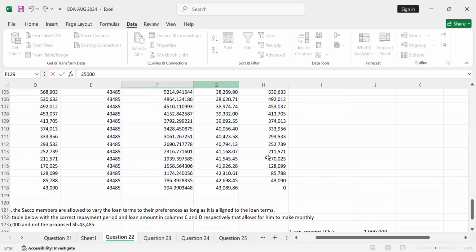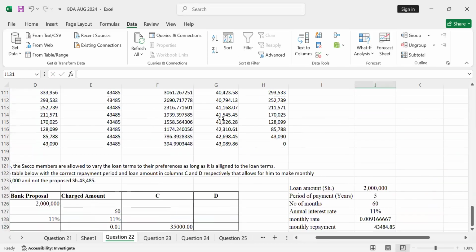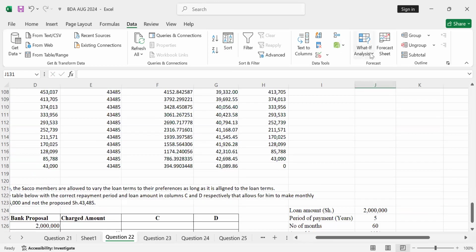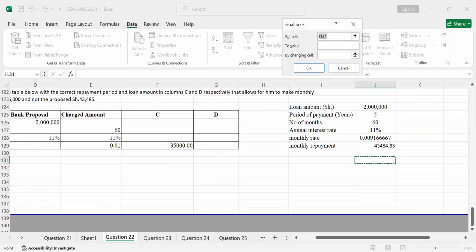So as I've said, first you come here on the data. Go to what-if, goal seek. Goal seek, we want to seek for this to be 35,000. What will be the change in value? Here it is now on the months. So months is what I want it to change. So you can place enter.